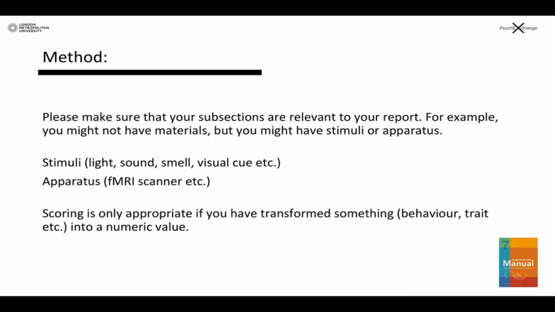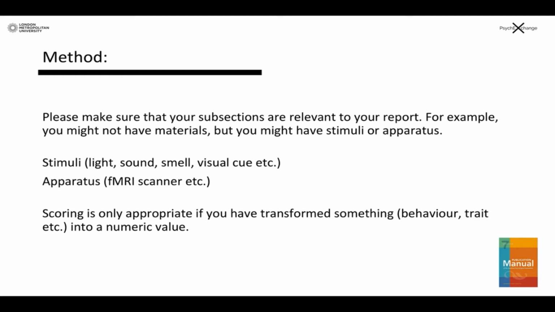Before I go on, I think it's important to take note of the subsections. You need to make sure that these subsections are relevant to your report. For example, you might not have materials, but you may have stimuli or apparatus instead. Look this up in the APA publication manual for clarification, or speak to one of your academic mentors, so myself or Bernard. If you have not already, I do suggest you buy the manual. You will need it for the duration of your time at university.